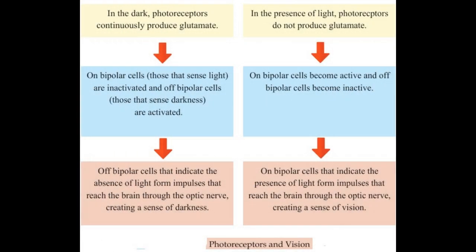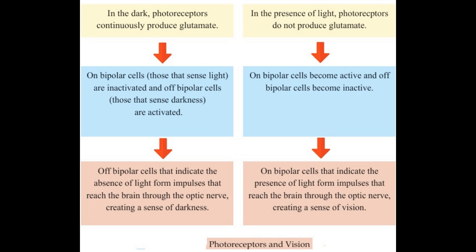Photoreceptors and vision. In the dark, photoreceptors continuously produce glutamate. On bipolar cells, those that sense light, are inactivated, and off bipolar cells, those that sense darkness, are activated. Off bipolar cells that indicate the absence of light form impulses that reach the brain through the optic nerve, creating a sense of darkness.